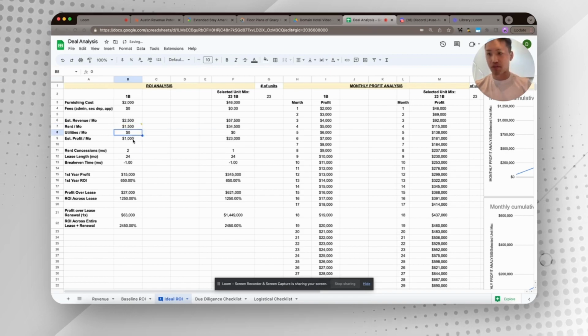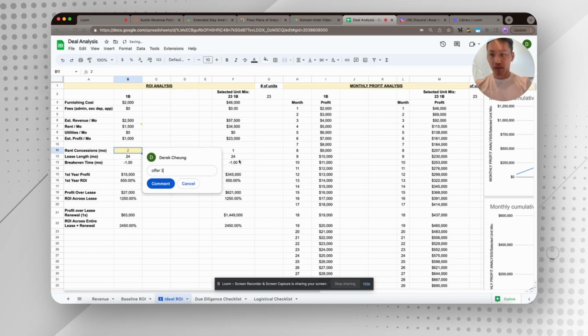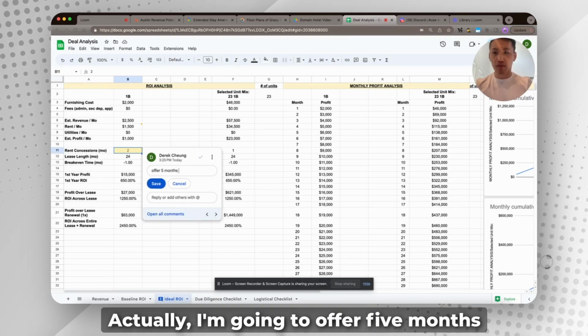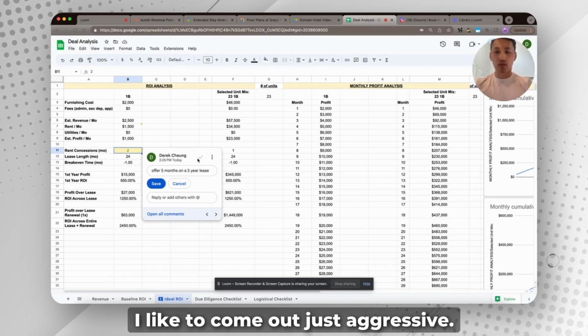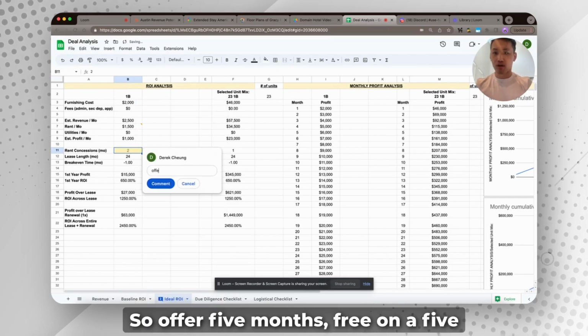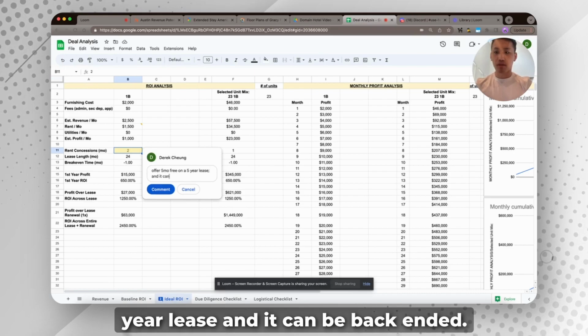So offer 1,300. And the other thing that I want to negotiate on is rent concessions. So I'm going to offer 3. I'd be happy with 1, 1.5, 2, but I'm going to offer 3. Actually, I'm going to offer 5 months on a 5-year lease. I like to come out aggressive. If I have a good relationship with the person, they won't get offended. Why not come out aggressive? So offer 5 months free on a 5-year lease, and it can be back-ended.